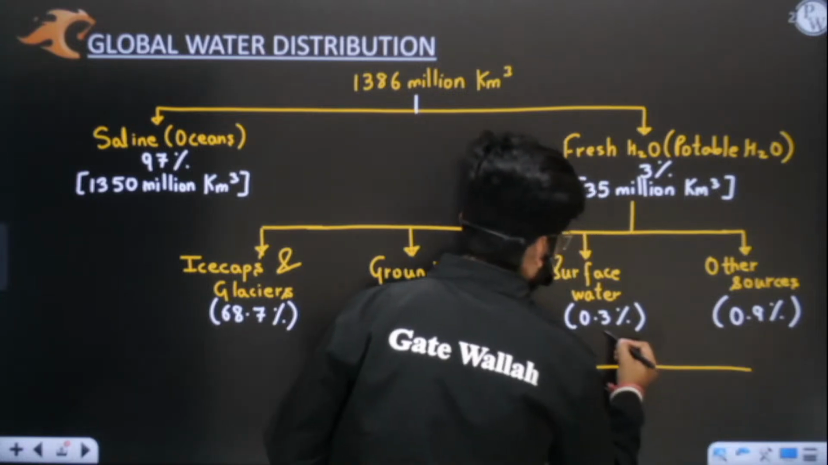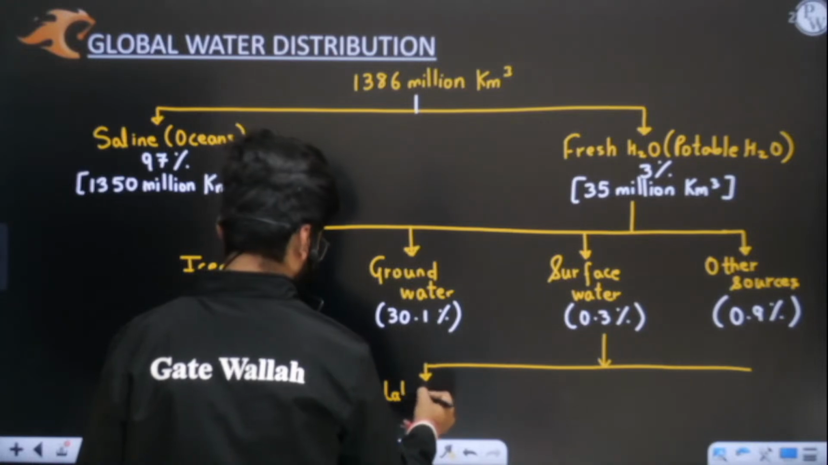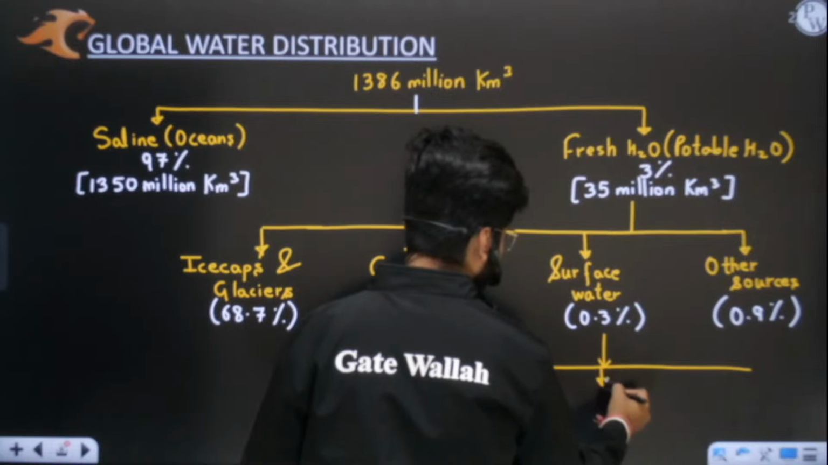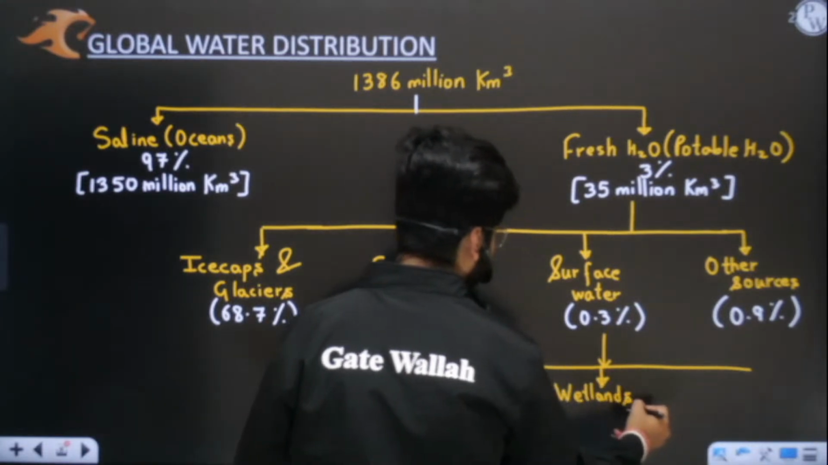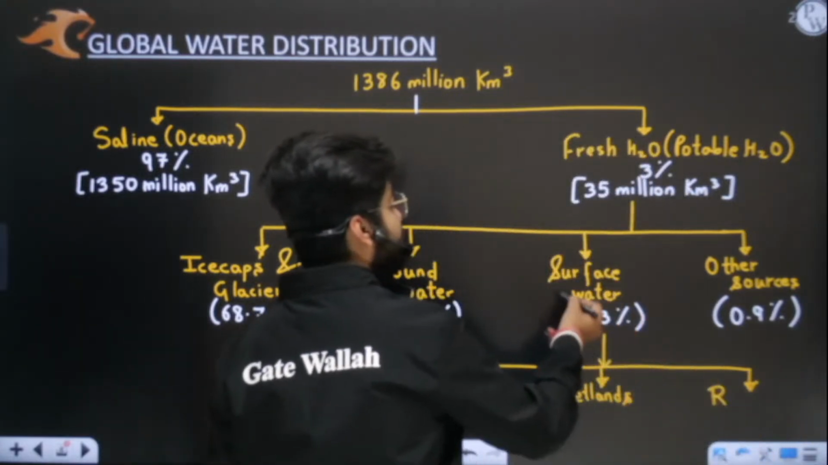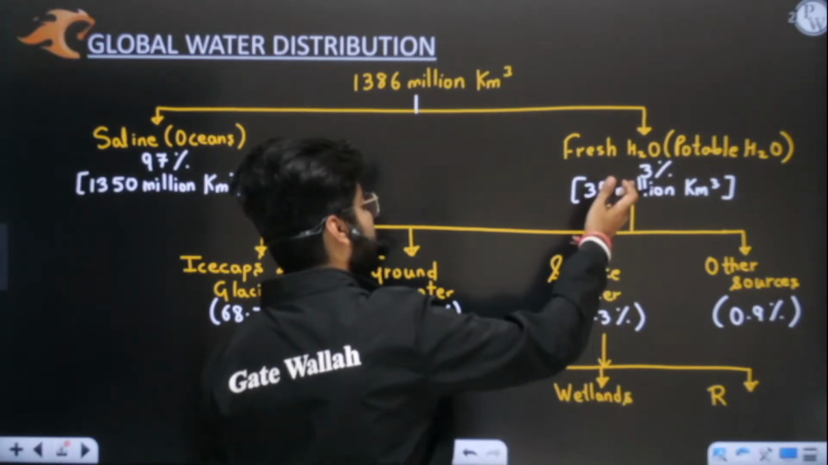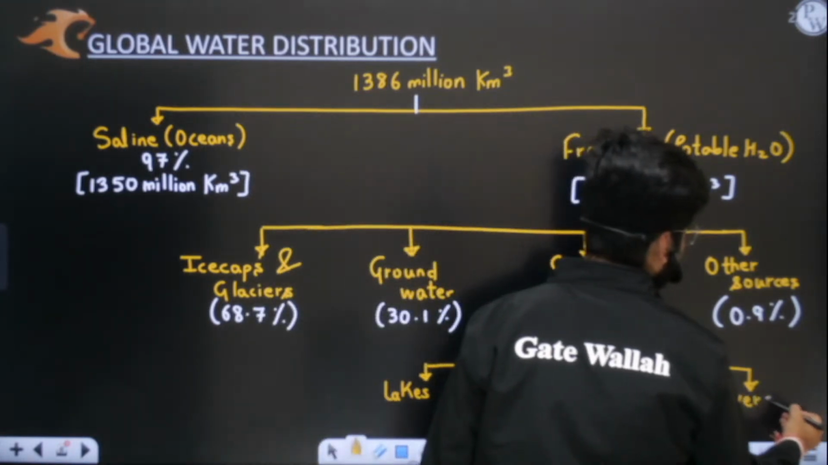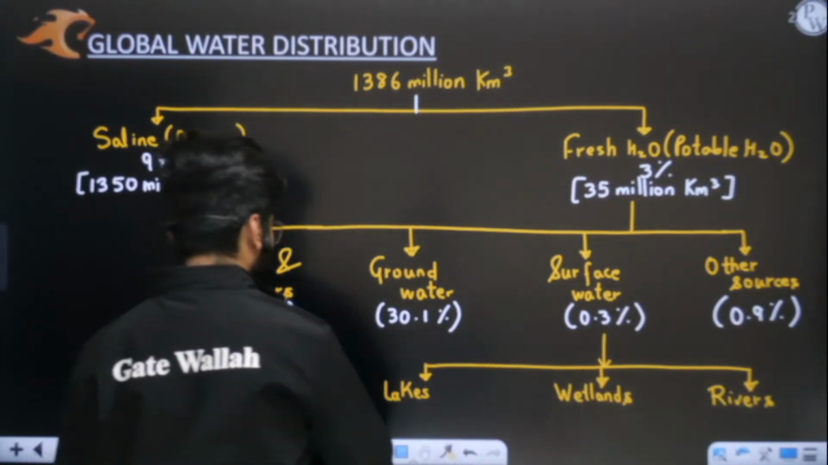You must have seen lakes, wetlands and rivers. The quantity of water present in lakes, wetlands and rivers is not much. That is only 0.3% of your fresh water. Fresh water is itself only 3%, and out of that 3% you take only 0.3%. So the total quantity of water in rivers, lakes and wetlands is very small, but still we are dependent on that.